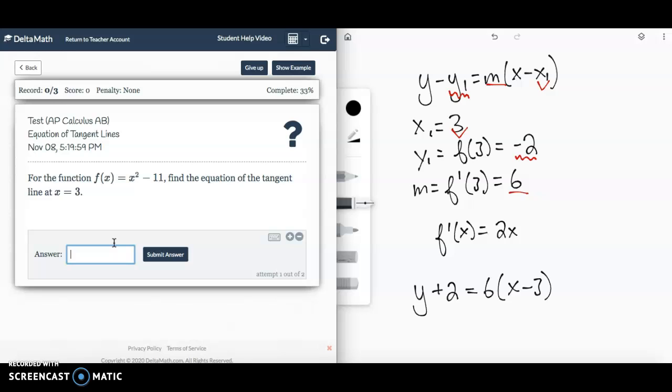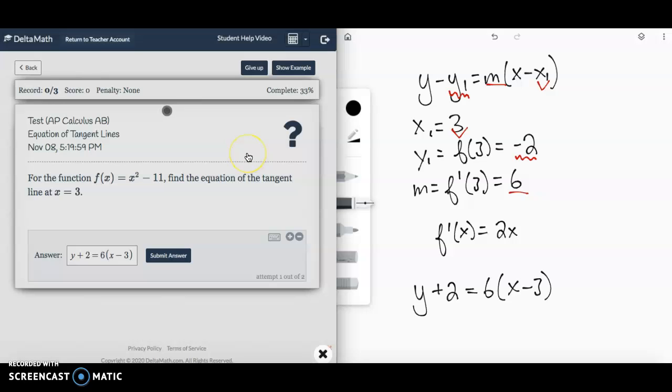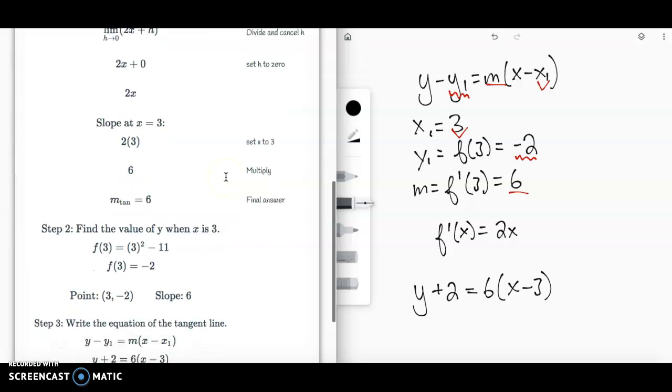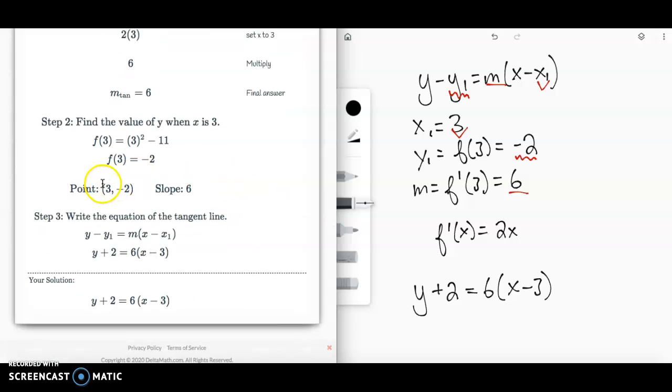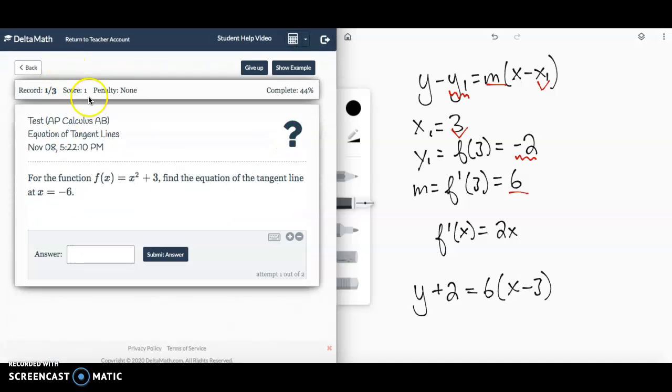I don't know if it'll actually accept my answer in this form or if it wants me to put it in slope-intercept form, so we'll find out in a second. Nope, it's good with it. So your point, here's your slope, equation of the tangent line. Boom. All right, let's try another one.